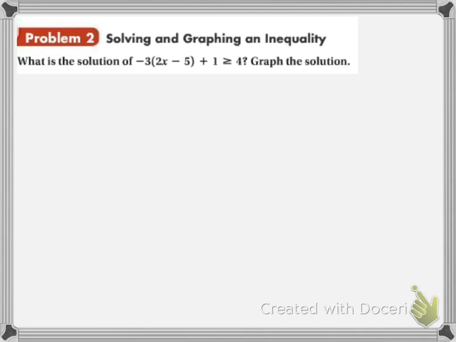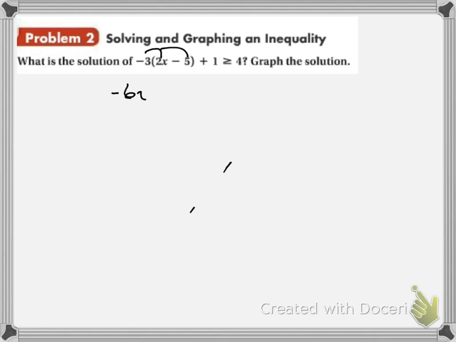So we're looking at here, what is the solution of negative 3 times (2x minus 5) plus 1 greater than or equal to 4? And this is the graph of the solution. So let's take a look at this. Again, start with your distribution. You can divide, but I would caution that because of this plus 1 sitting over here. You've got to work in reverse order of operations, so you'd have to get rid of that 1 first if you wanted to divide by negative 3. But that's why I always distribute it. It kind of takes care of it for me.